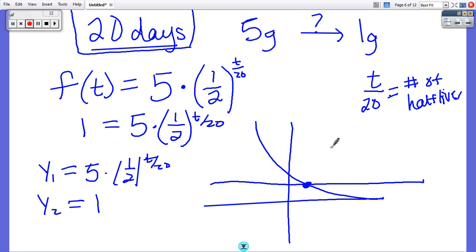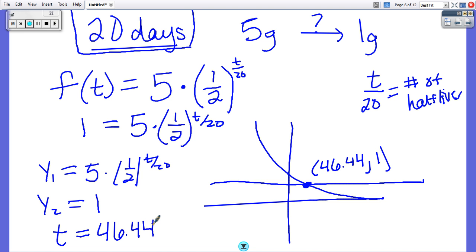That point actually ends up being about 46.44, comma 1. So what does that mean? Well, that means that t is 46.44. So if the question asks about how many days will it take for there to be only 1 gram of substance left, you would say 46.44 days. Or about 46 days and 11 hours.